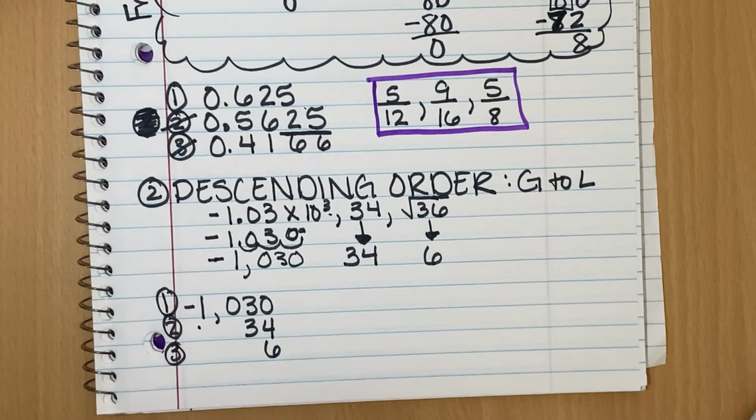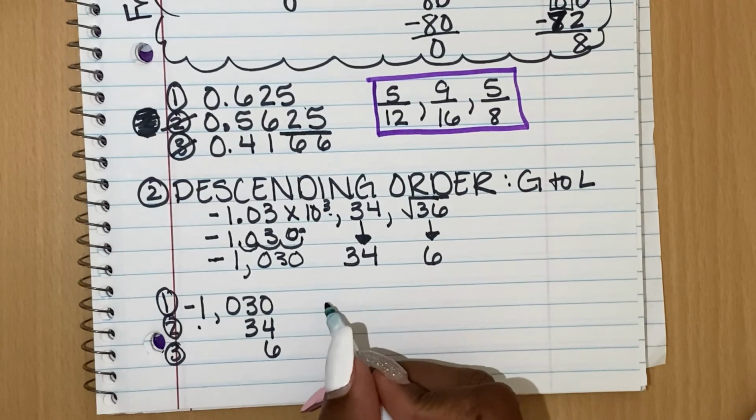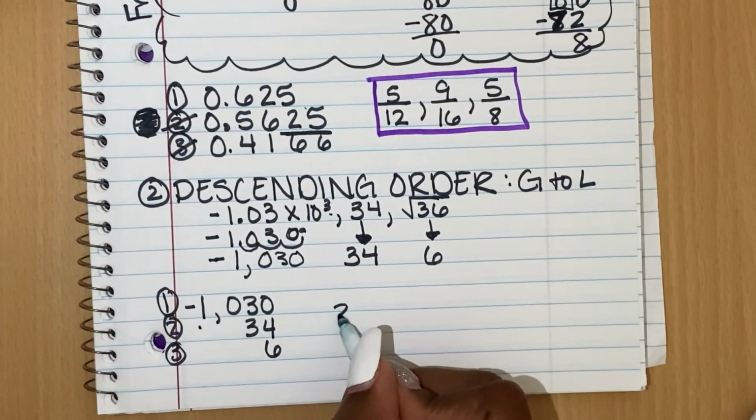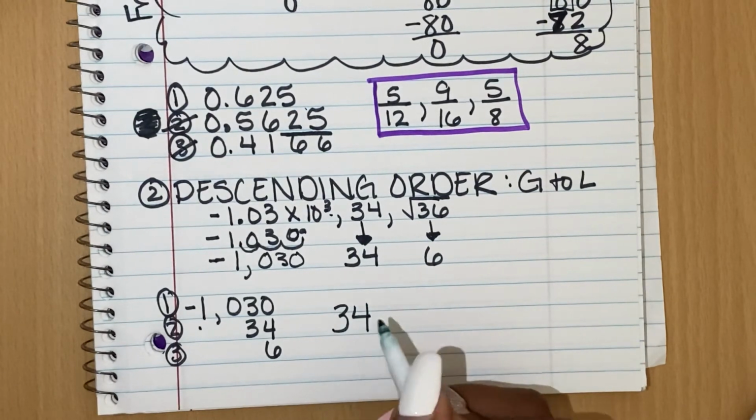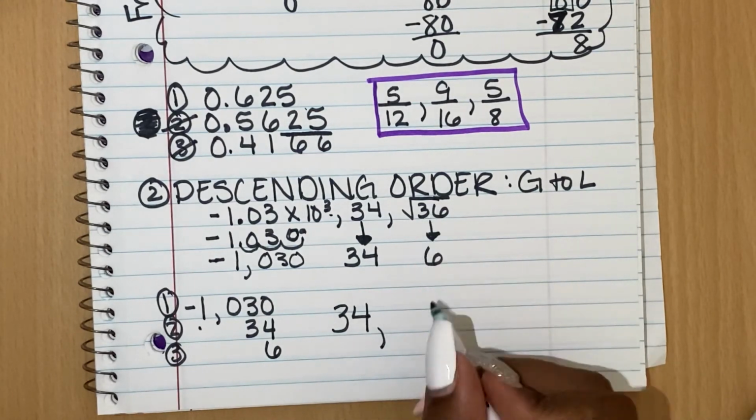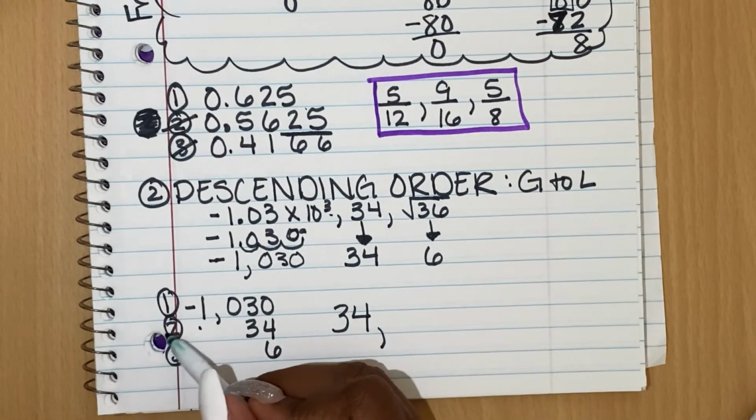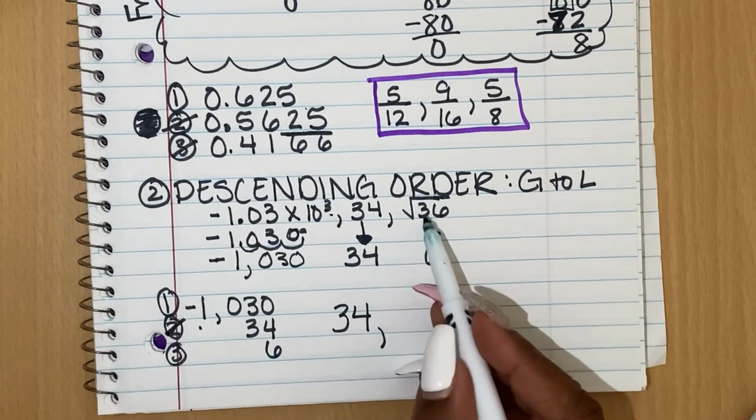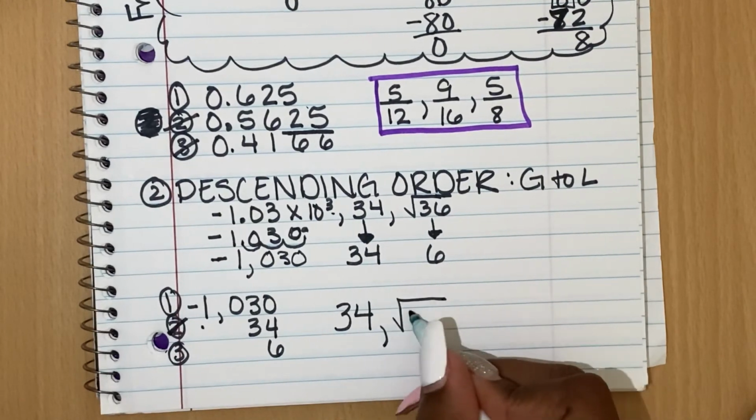So the biggest number that we have is 34. The next number will be 6. But it didn't start out as 6. It started out as the square root of 36. So that's what we're going to write.